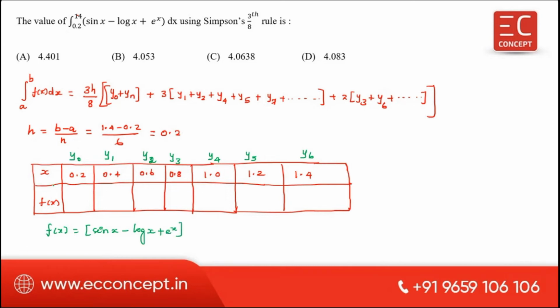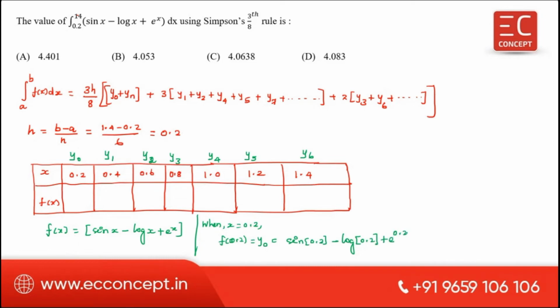First of all, the y0 value which is calculated, that is f of the first value, right? So when x equal to 0.2, you will get f of 0.2, which is equal to y0. You will get sin 0.2 minus log 0.2 plus e power 0.2.